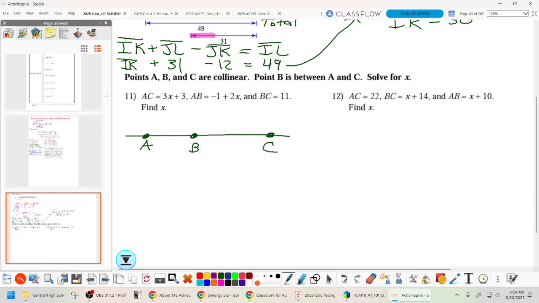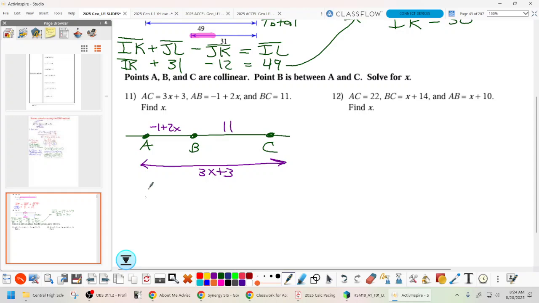So AC is 3x plus 3. I would do kind of like the pictures up there. This one is all the way across. AB is negative 1 plus 2x. I would just stick that right on top of AB. And then BC is 11. It says solve for x. With the picture now, I think it's pretty clear what we do, hopefully.